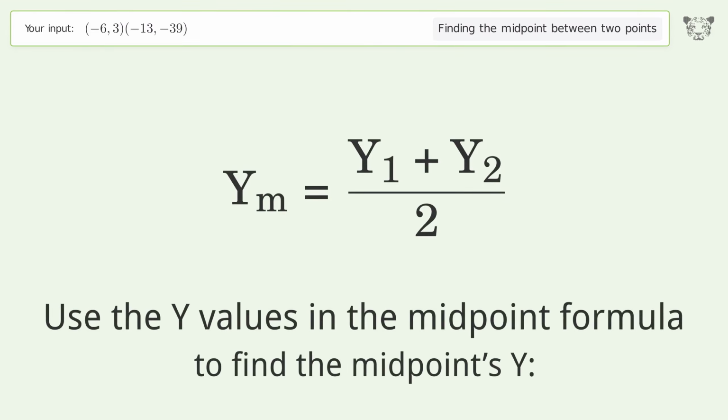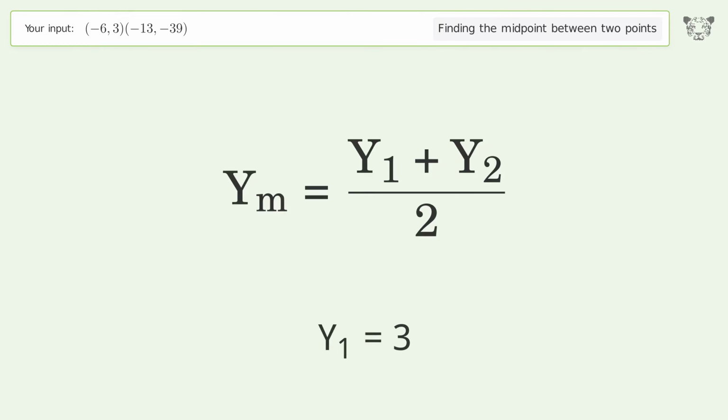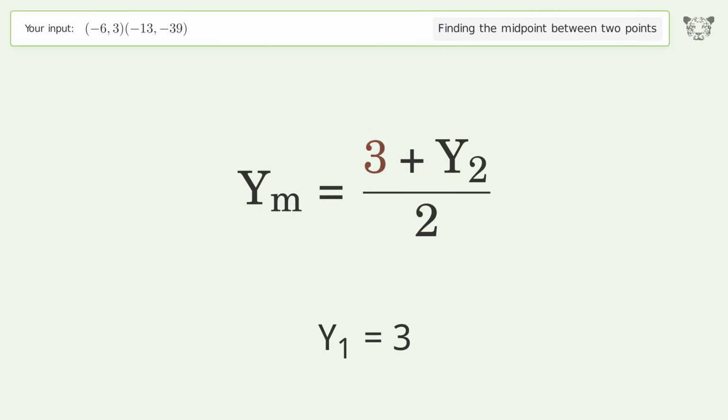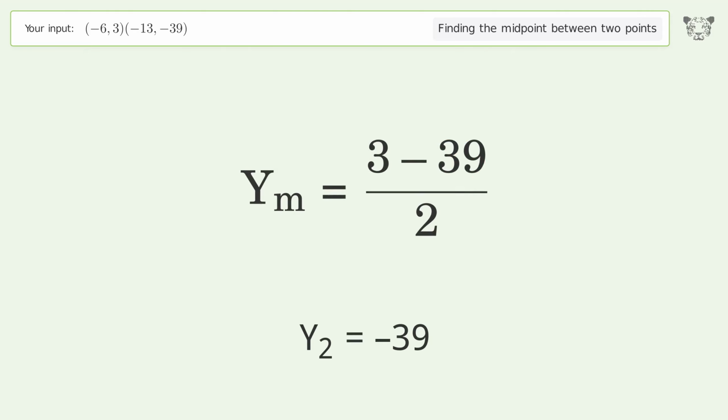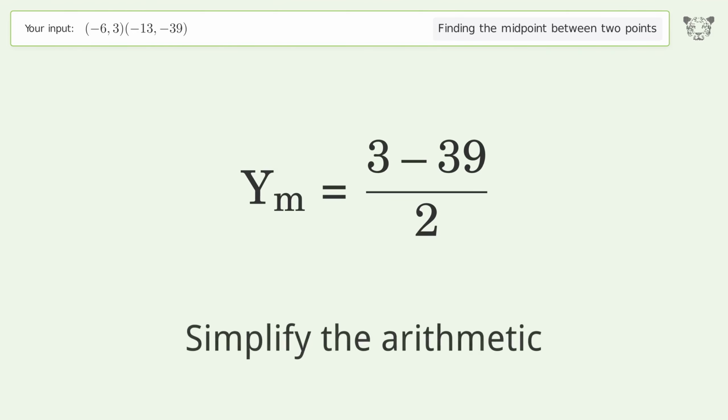Use the y values in the midpoint formula to find the midpoint's y. y1 equals 3. y2 equals -39. Simplify the arithmetic.